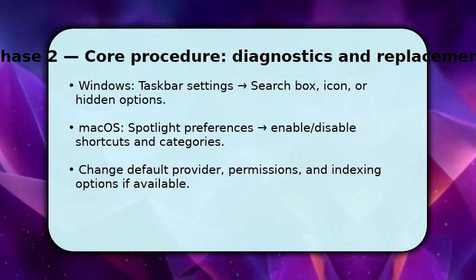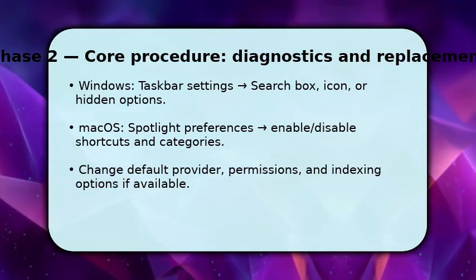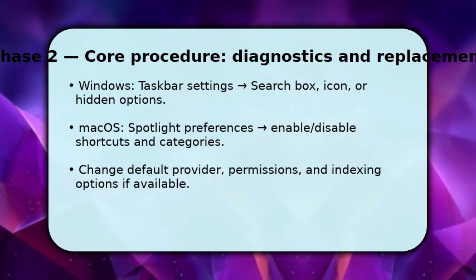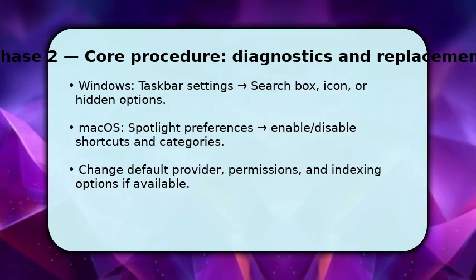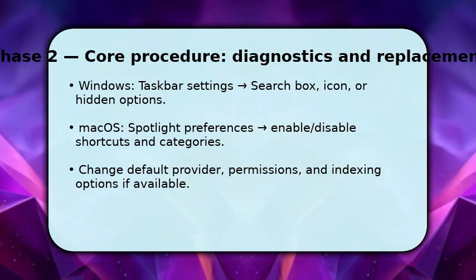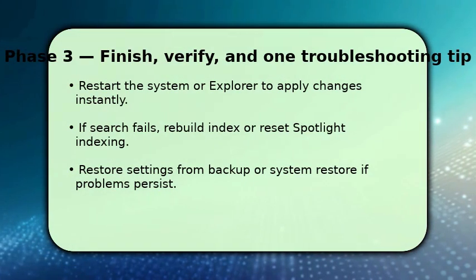Also change default provider and privacy permissions where offered. For example, toggle web results on or off. These adjustments control both appearance and performance, so test quick searches after each change. Finish by applying and testing.